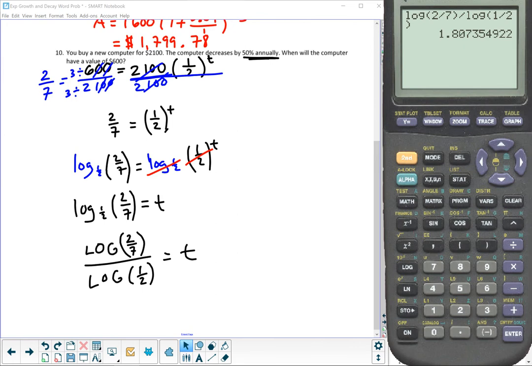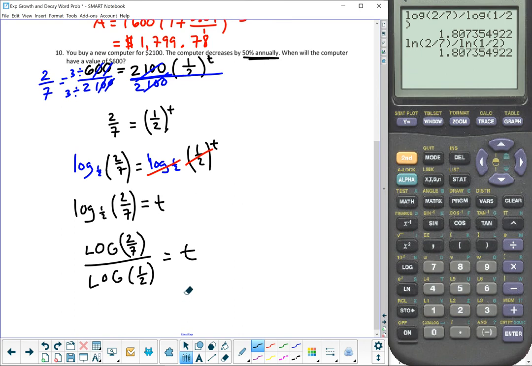If I decide to use the other log in the calculator, log base e, which is the ln of 2/7 divided by ln again, because if I use log base e, I have to stick with log base e, of 1/2, you will see that it gives me the same answer. Okay, so we know that t equals 1.807. So I'll just say 1.8 years.